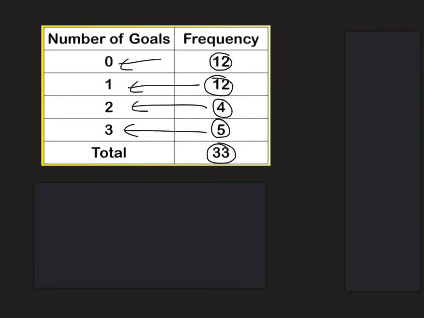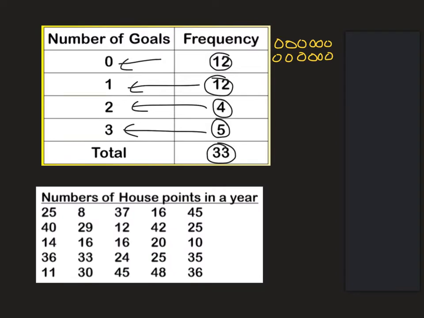The reason why we use things like this is because if I was to write that out as a long list, there would obviously be like 12 zeros, and it's a bit time consuming to have that data. A table is far more efficient. Well, how about if I had a list of data that looked like this, the number of house points in a year? Why wouldn't I want a table like the one above to represent this data?